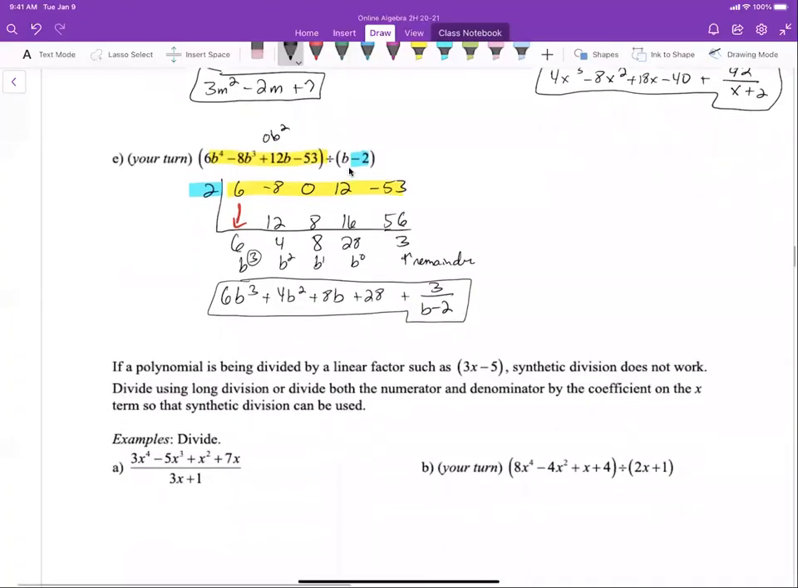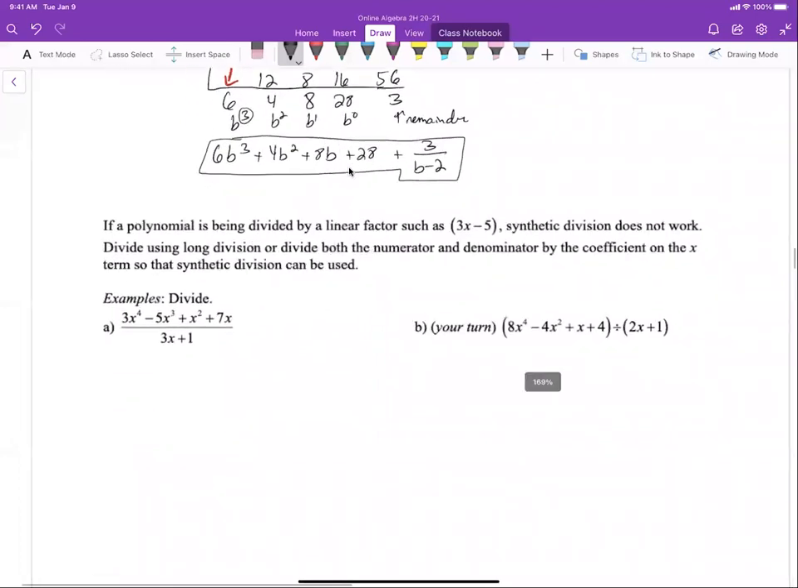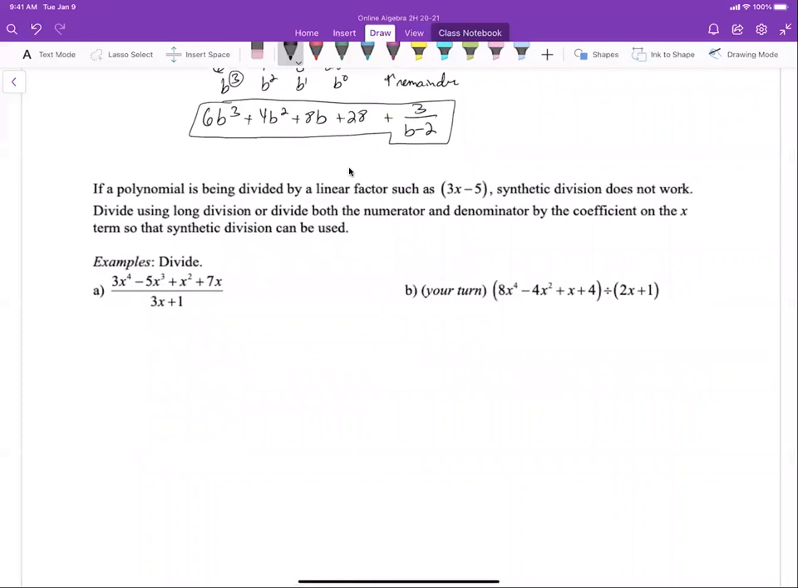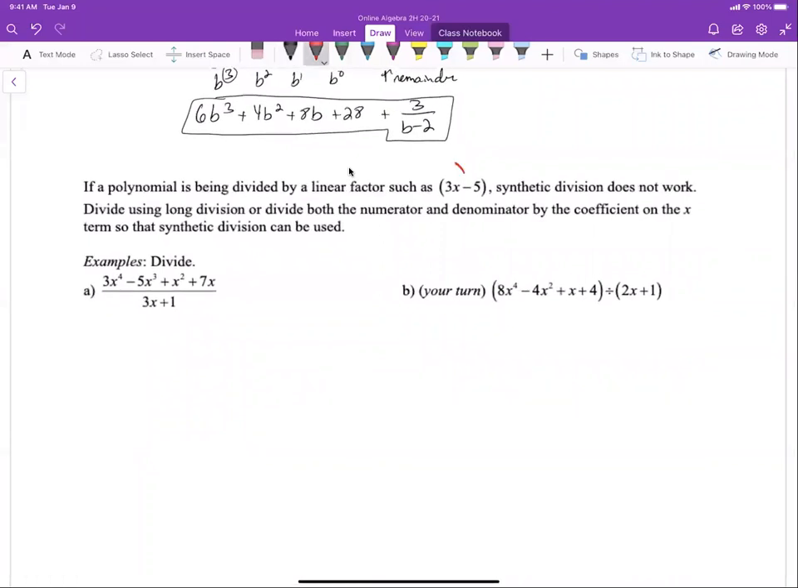All right, so now we have a situation where we have to address when we don't have an x plus or minus some number. If a polynomial is being divided by a linear factor such as 3x minus 5, so now I have some constant in front of my linear term, synthetic division does not work.